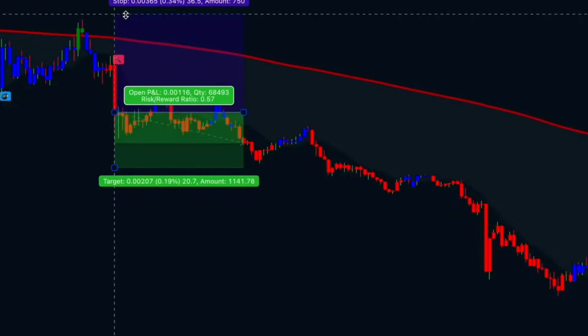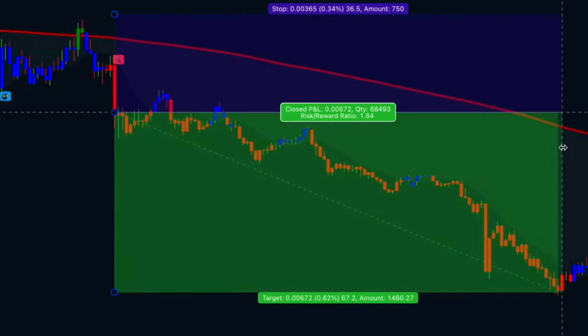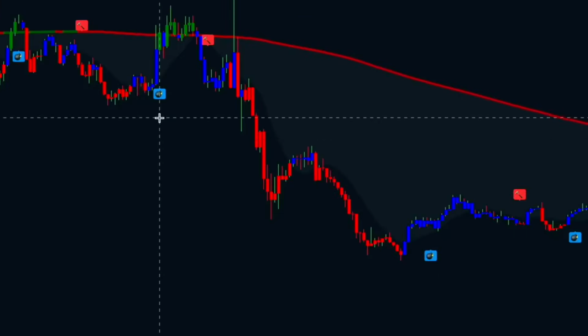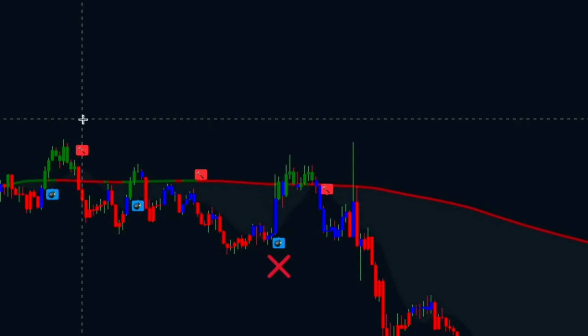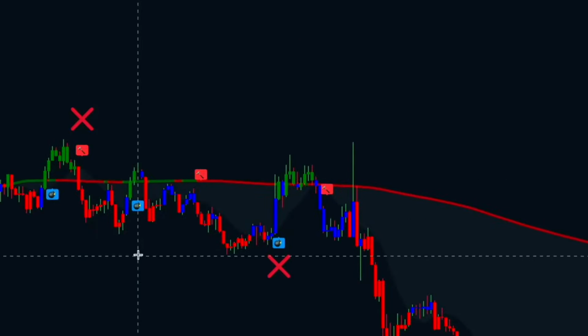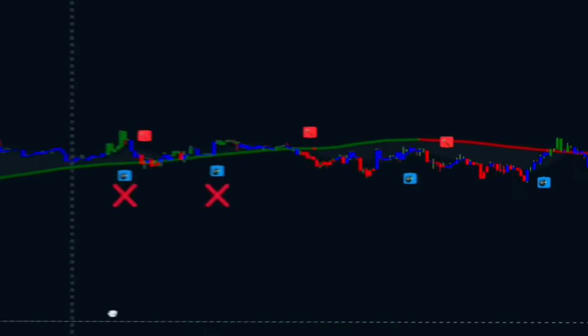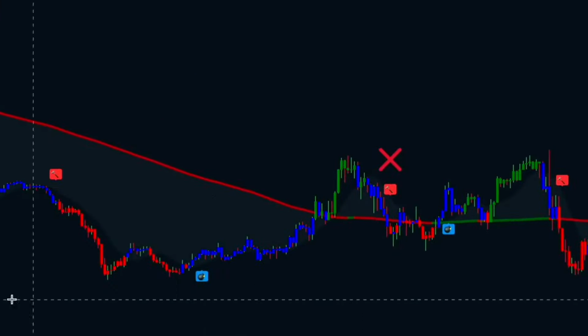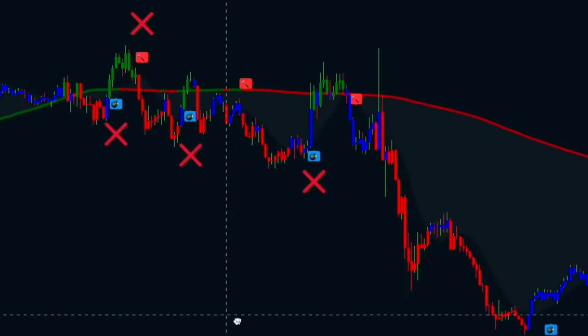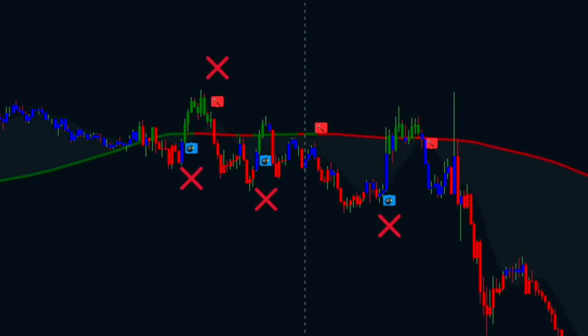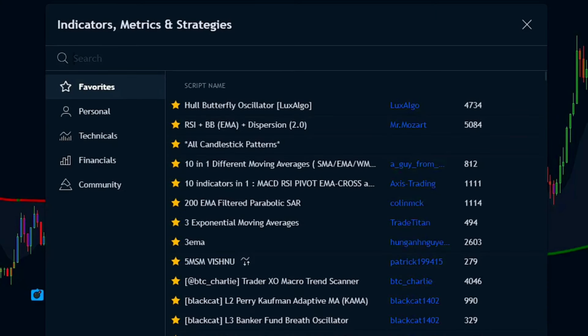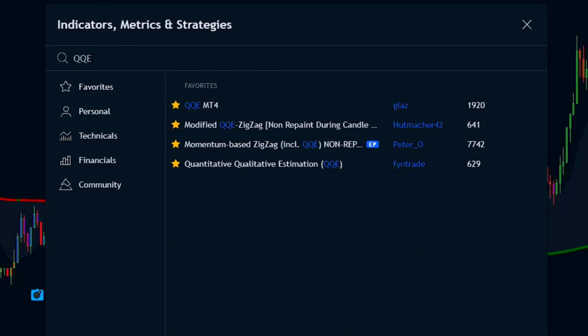Even though these rules are simple, the strategy works pretty well, but isn't ideal. It struggles in a range market, leading to many fake signals and potential drawdowns. To eliminate fake signals and ensure high-quality trades, we need to add one more tool, and fear not, I'll show you a hack just before the end of the video to use more than 2 indicators on the free version of TradingView. The QQE MT4 indicator by Glaz.